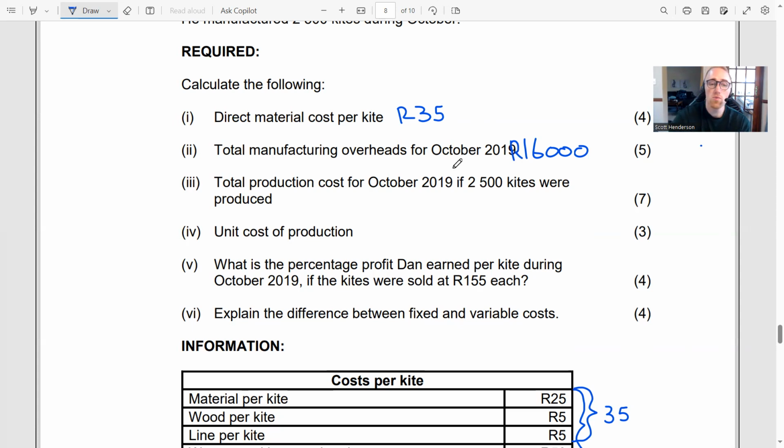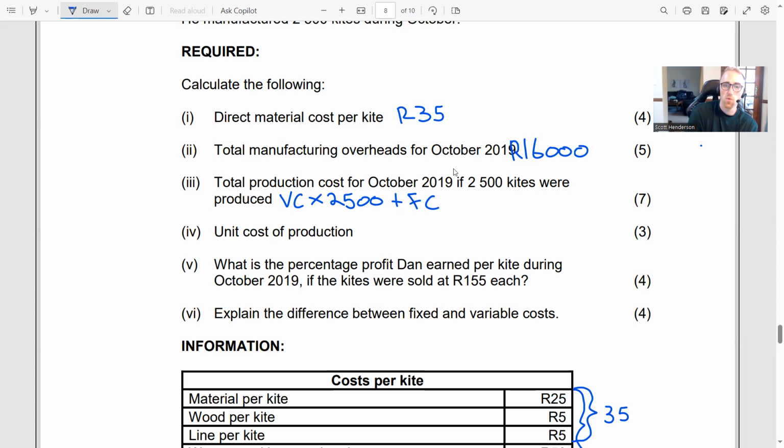Number 3, total production cost for October 2019 if 2,500 kites were produced. Total production costs are our total variable costs. So we will take variable cost, which changes per unit produced, and multiply it by the number of units produced, which in this case is 2,500, plus our fixed costs.